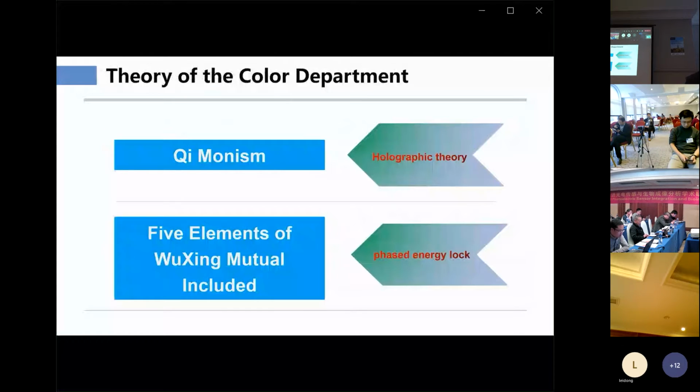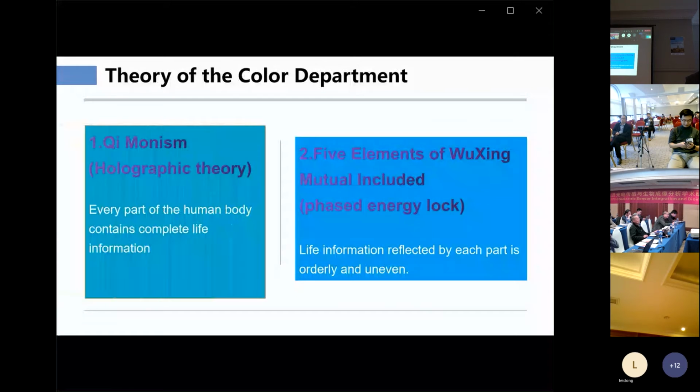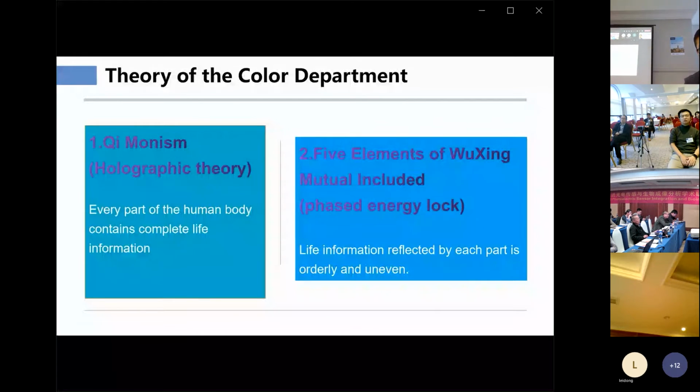The theory of the color department is qi monism, with the five elements of Wuxing included. The qi monism is quite like holographic theory, and the Wuxing theory is quite like the energy law. The theory of qi monism is much broader and more comprehensive, which links all the information of the universe together. It's kind of like holographic theory, but we focus on the human body.